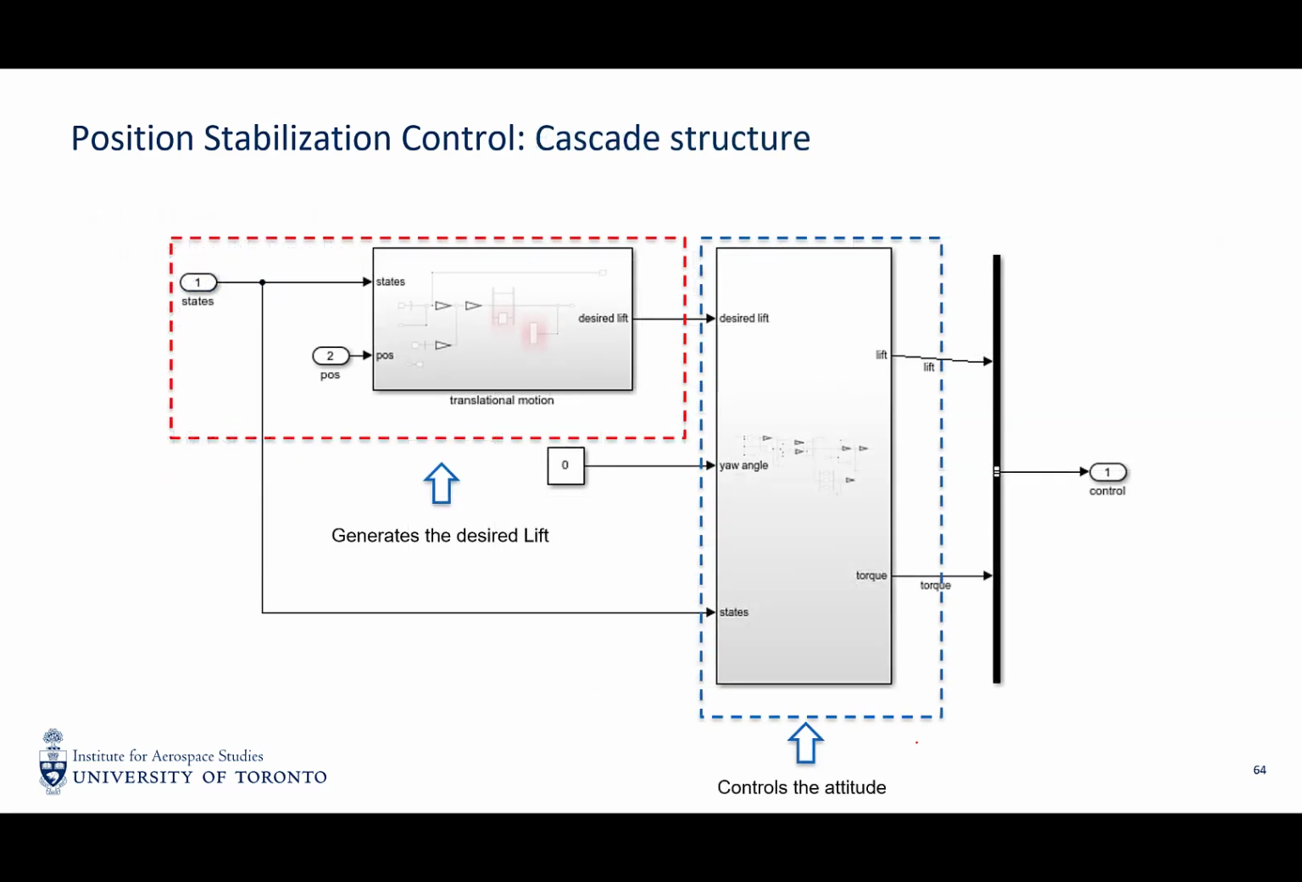The controller consists of two parts based on the cascade structure. This part is the higher-level part, which generates a desired lift based on the position error of the quadrotor. After the desired lift, say F tilde, is generated, in the attitude controller we convert this desired lift to the torque on the quadrotor to control the Euler angles, such that the actual lift will coincide with our desired lift.